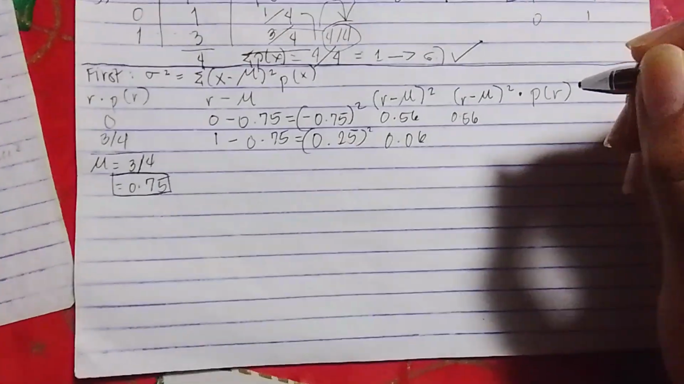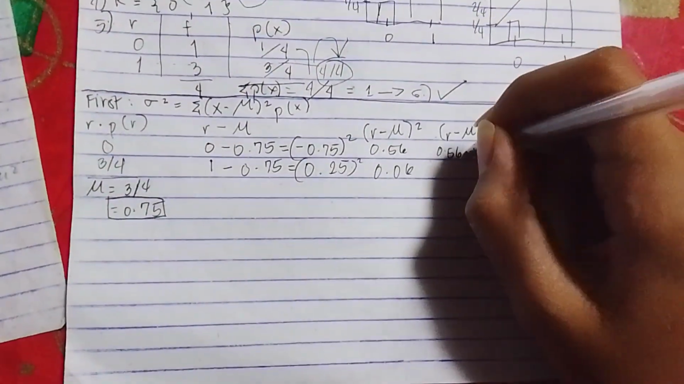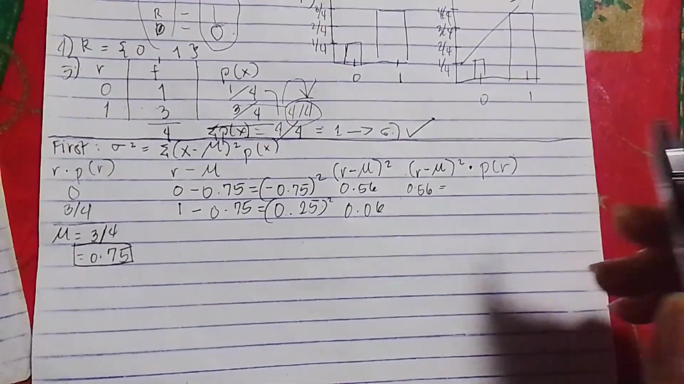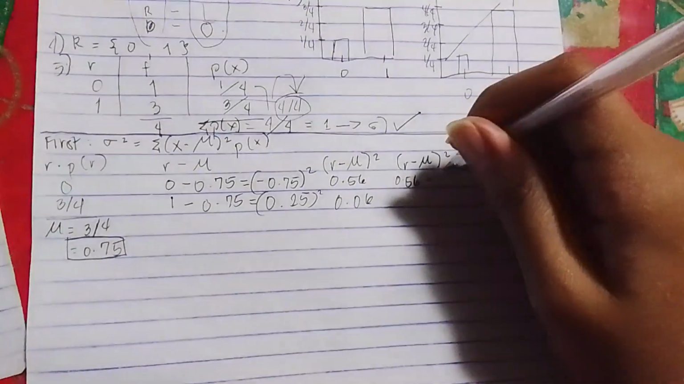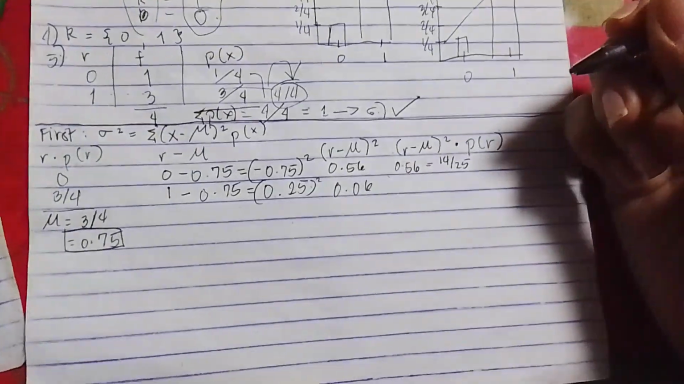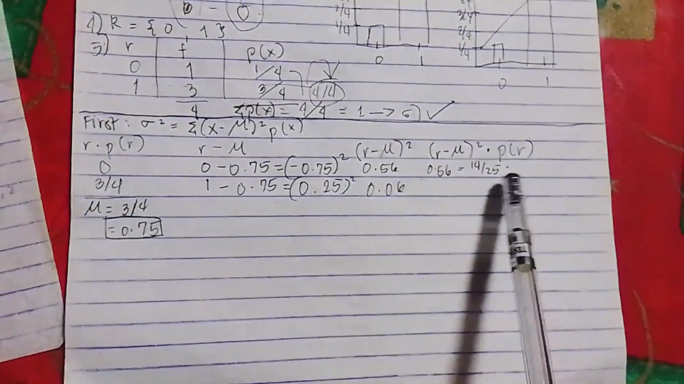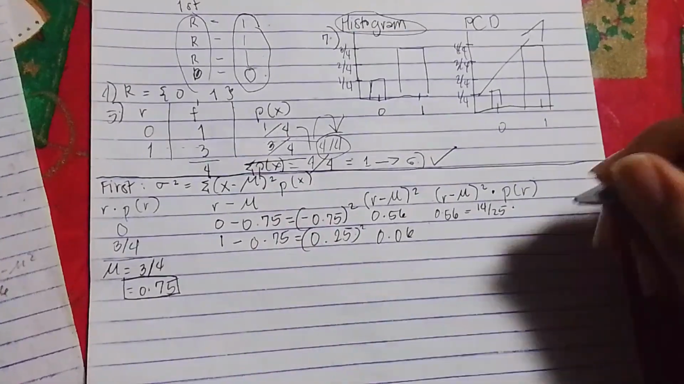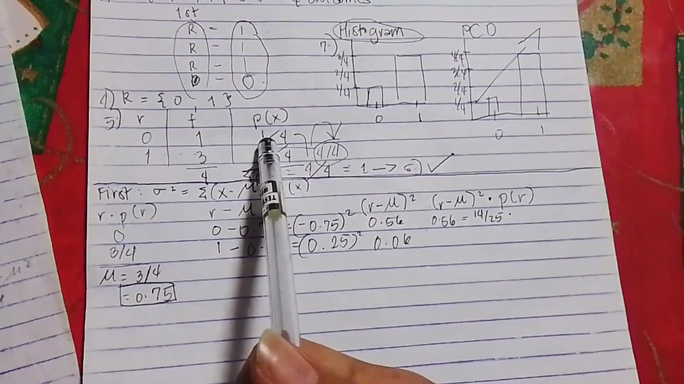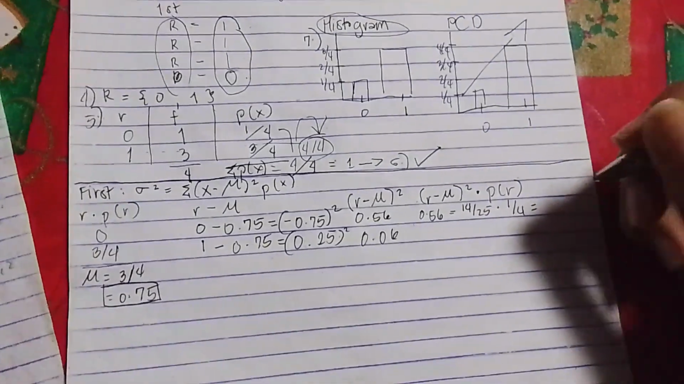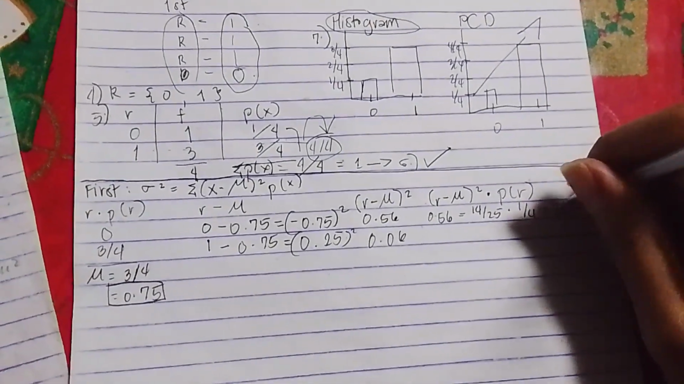0.56. We will convert it back to its fraction form, which is 14 over 25 multiplied by P of R, which is 0.1 over 1 over 4, equal to 7 over 50.